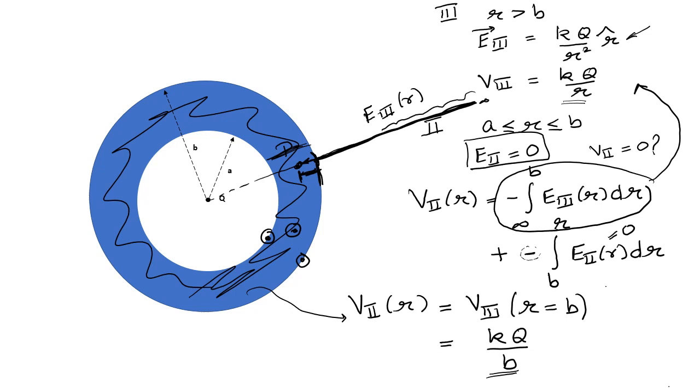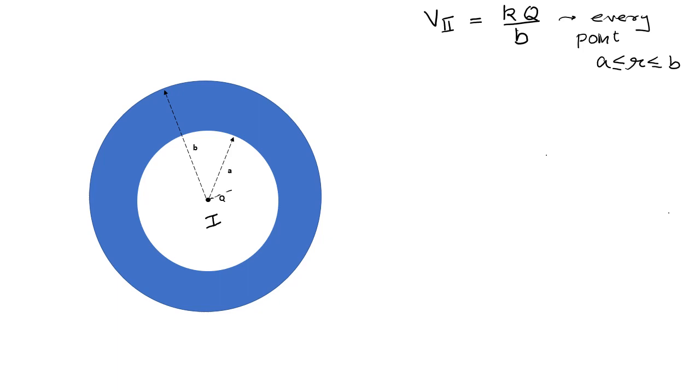Let's go to the next region, inside, outside, in. So now we come to region 1. And again, remember, we have found that in region 2, the potential is simply KQ by B for every point in that region. Now I want to come to region 1, and I want to calculate what the electric field and the potential there is. Electric field is straightforward.